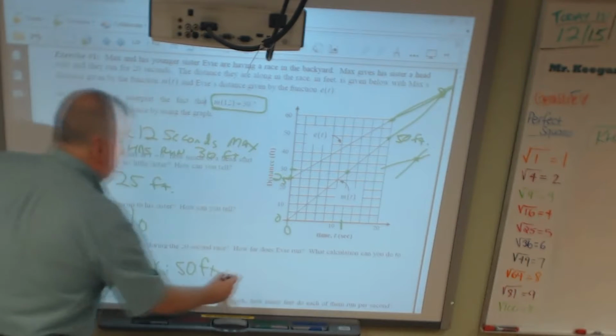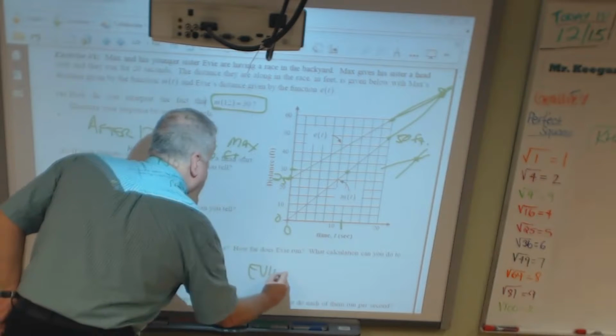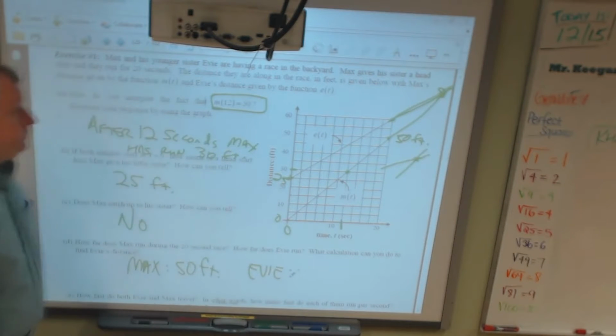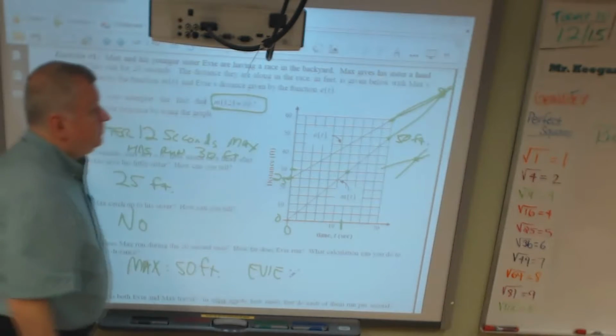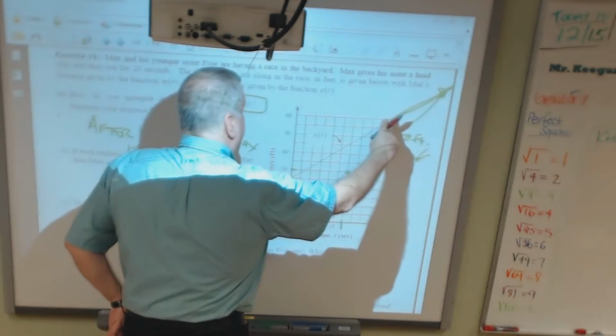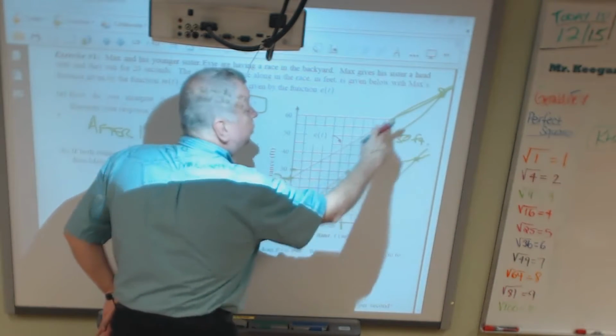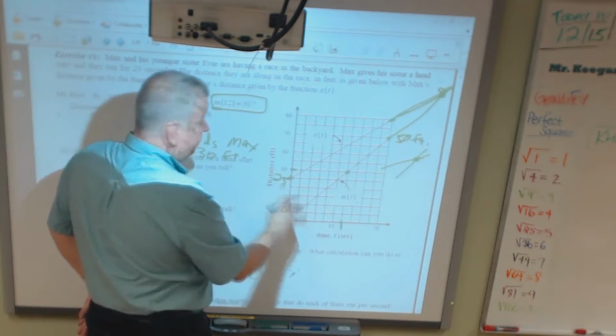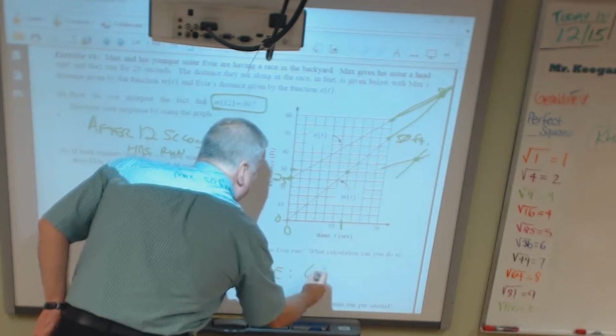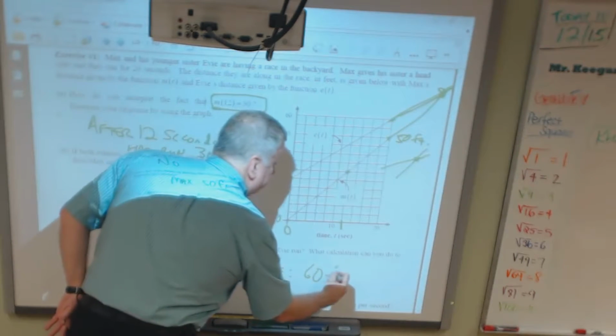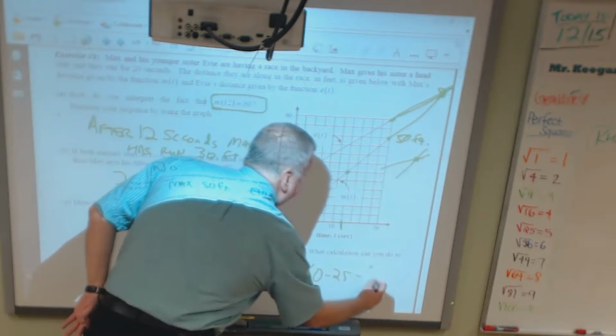How far does Evie run? 35. How'd you get 35? Because she started at 25 and then ran to 60. Or you could say 60 minus the 25 she started. Yeah, she started ahead, right? Right. So you have to say 60 minus 25 is 35 feet.